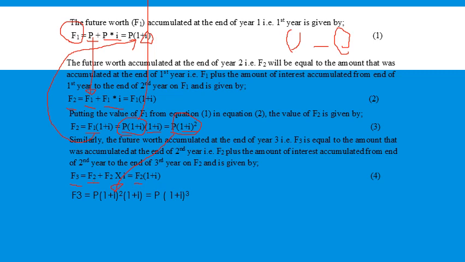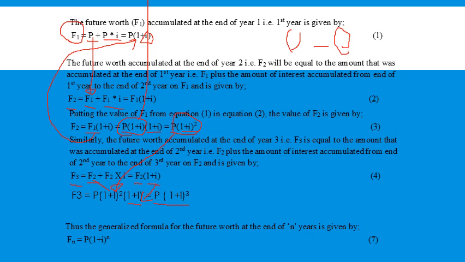This F2 has been replaced by P into (1 plus i) the whole square. So (1 plus i) the whole square into (1 plus i). This factor remains the same here. So everything will be P into (1 plus i) the whole cube. And if I continue the same way, I can say that Fn is equal to P into (1 plus i) to the power of n.